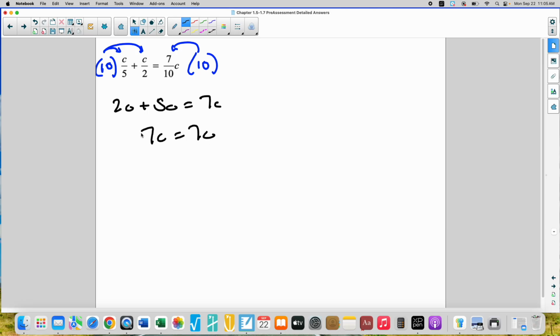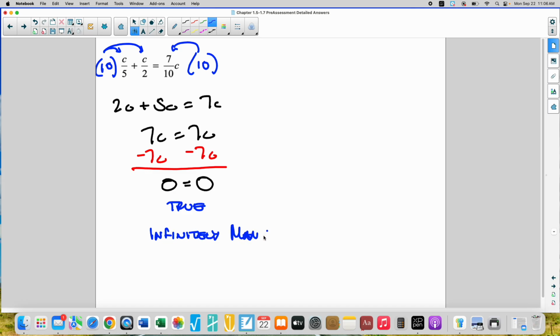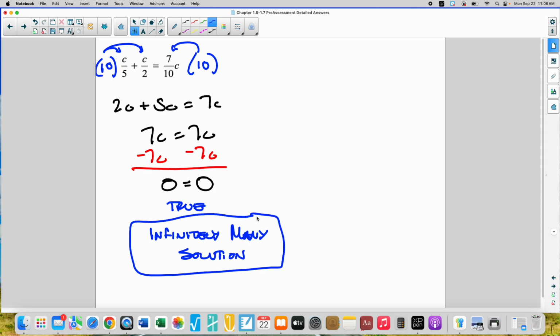So you get 2c plus 5c equals 7c, and then a lot of students would divide by 7. No, we're not trying to get... we've got to consolidate our constants. We have to move our variables to the same side, so you subtract 7c, leaving 0 equals 0. That is a trick question. The variables canceled, and this is a true statement. So it is infinitely many solutions. That is such a good problem. This is such a good one.